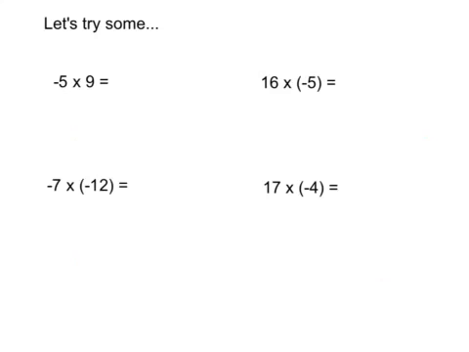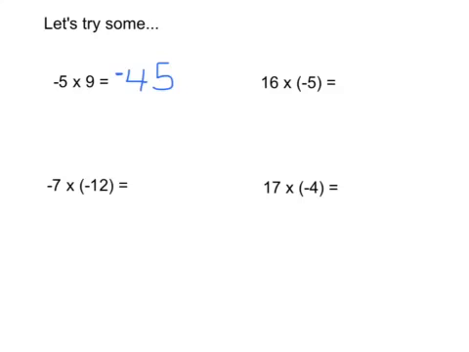Alright, so let's try some. So let's just multiply these normal numbers just like normal, and then we'll deal with the signs afterwards. So on this very first one, we're going to do 5 times 9, which everybody should know is 45. And then we're going to look at the signs, and I have a negative times a positive. My signs are different, therefore my answer is negative. Let's go ahead and move down.